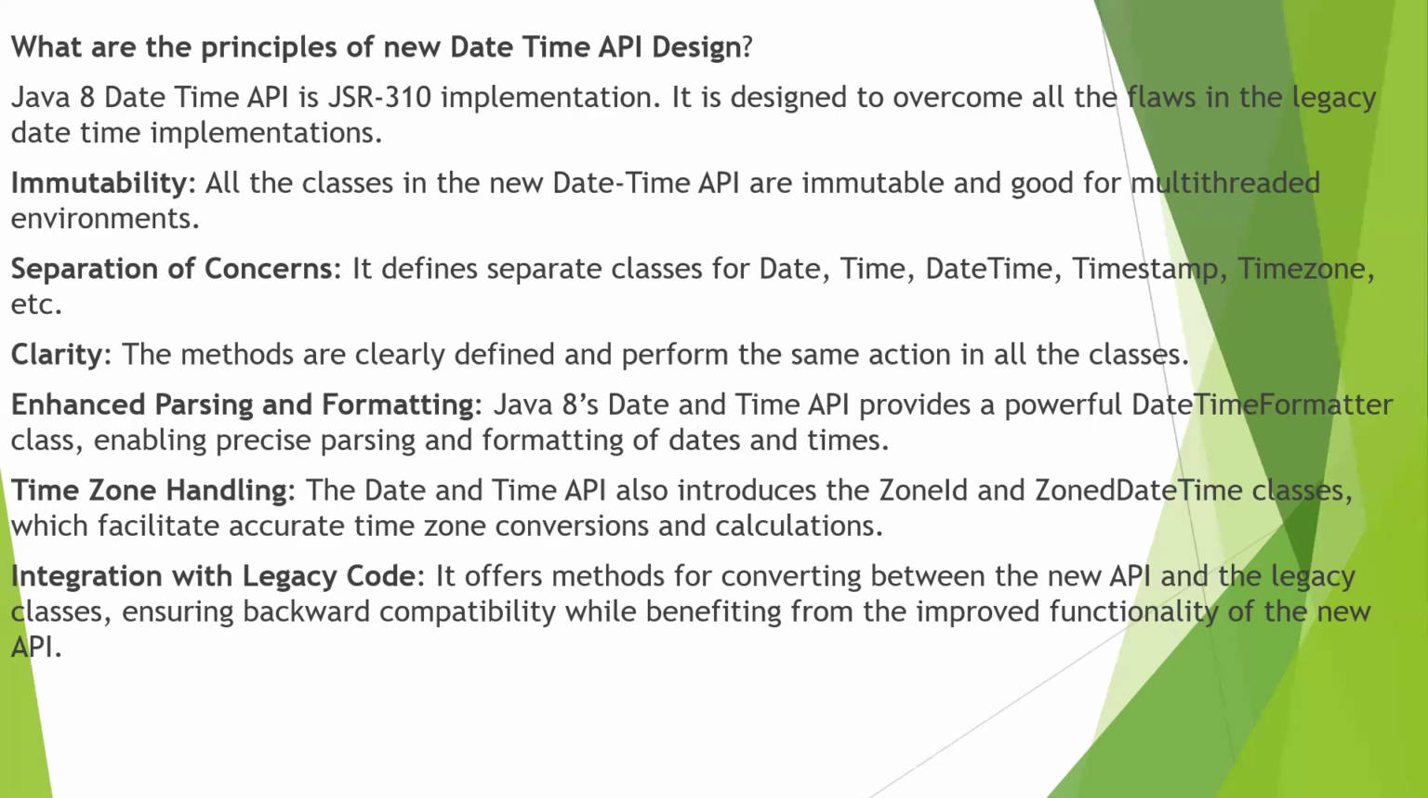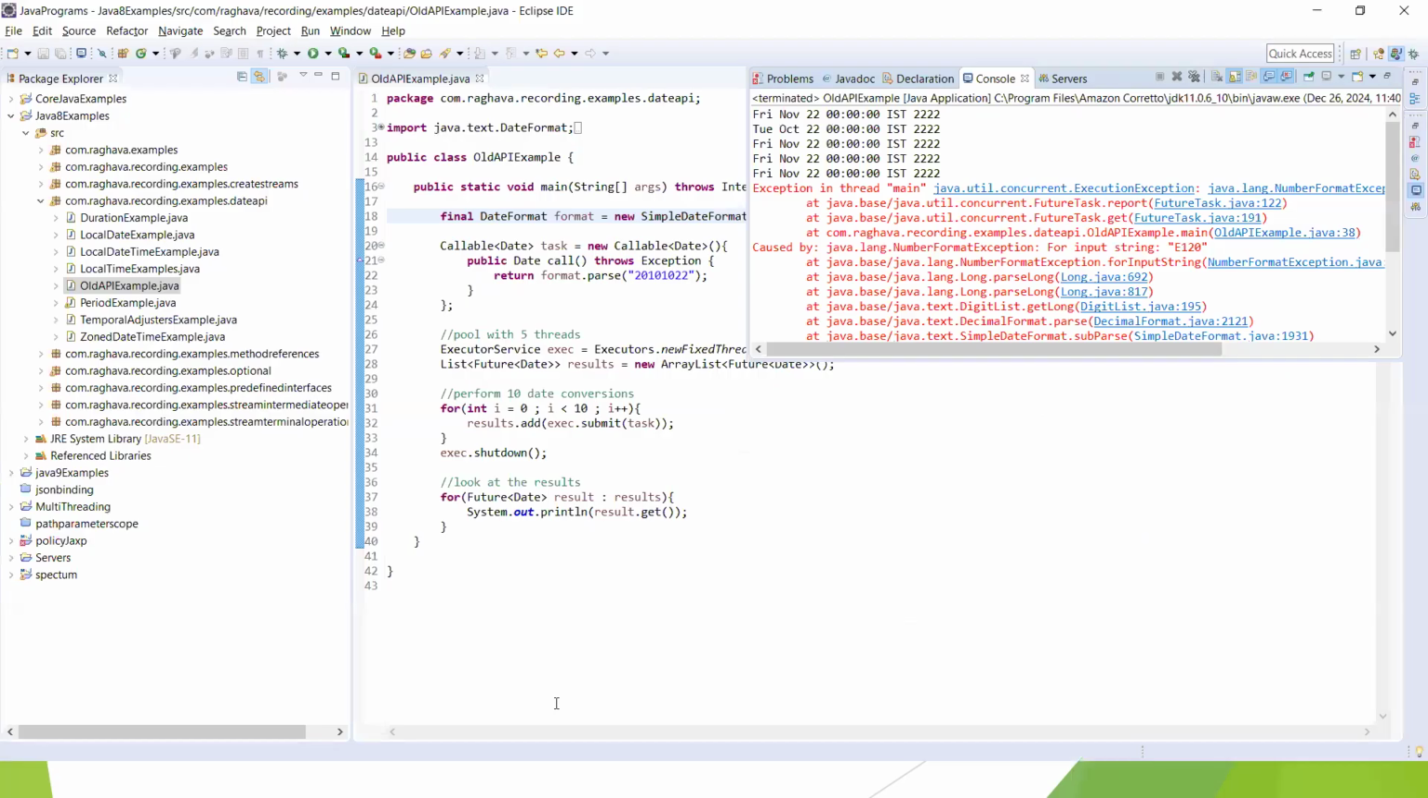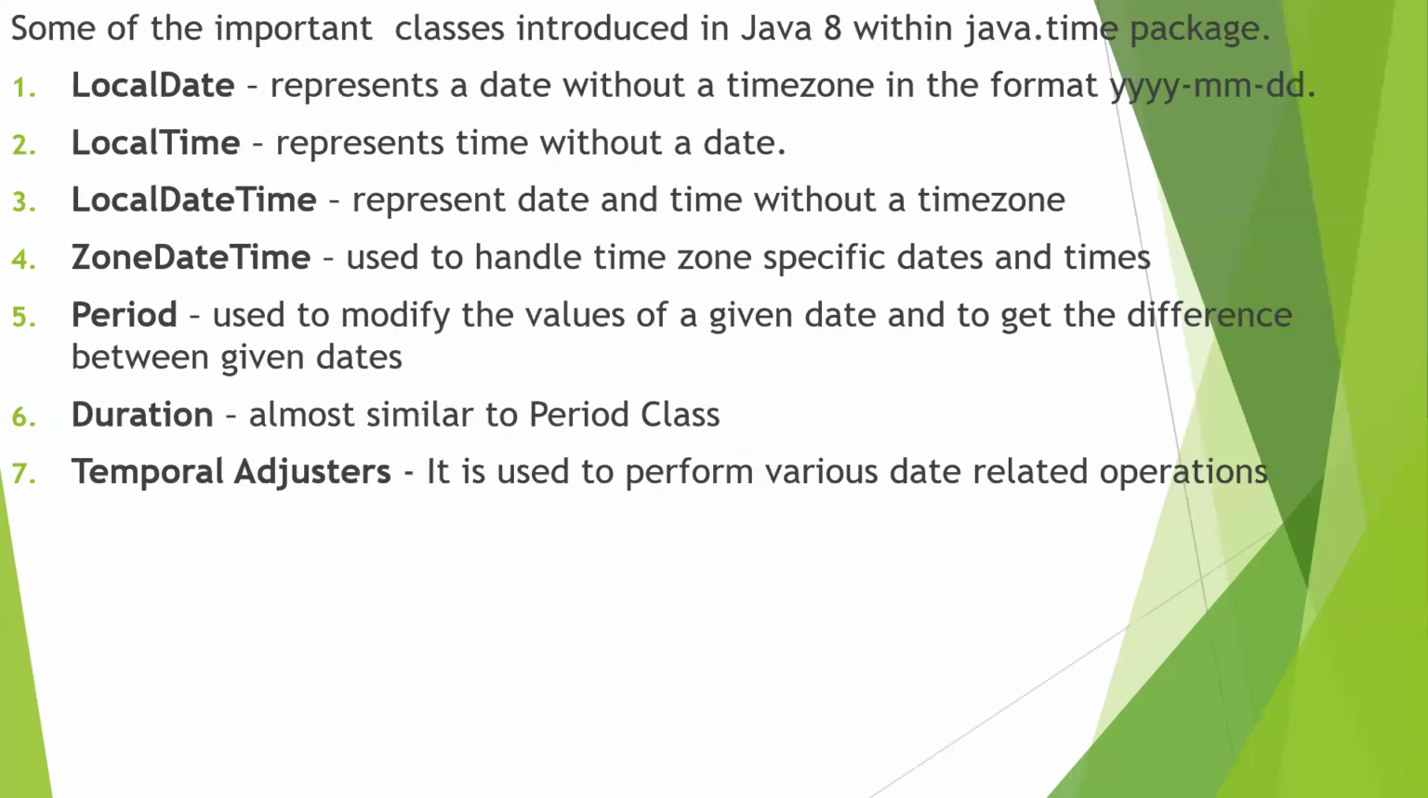So these are some basic principles that we have as part of our Java 8 date and time API. Now we will see everything in action one by one. Before that, the next slide here has some of the important classes that we have for the new APIs. The very first one is LocalDate.